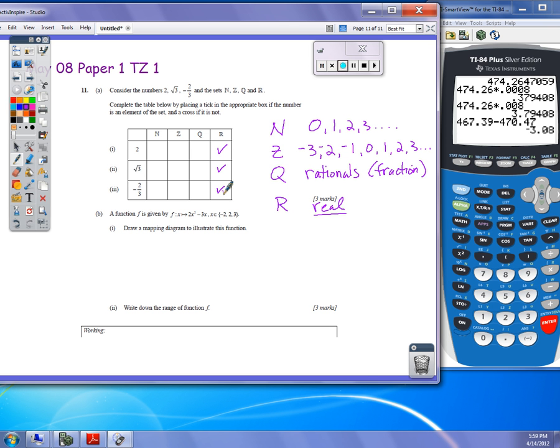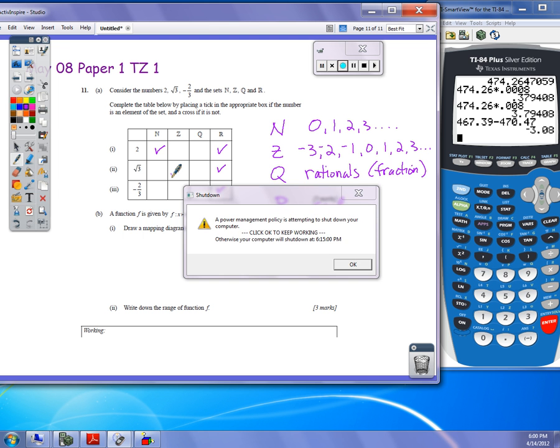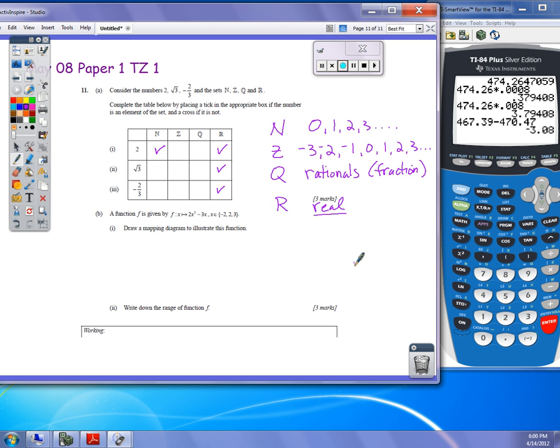Now let's go back and look at 2. 2 is a natural number. It's an integer, and 2 could also be written as the ratio of 2 over 1, so it's also a rational number. Root 3 is an irrational number. It cannot be written as a ratio, it's not an integer, and it's definitely not a natural number. So we'll leave all those blank.